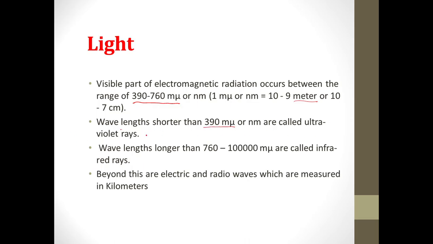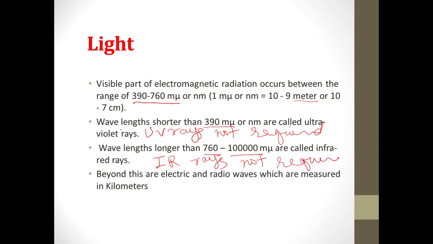So we don't need UV rays for photosynthesis. UV rays not required. Wavelengths longer than 760 are called IR rays. We don't need them. IR rays not required. Beyond this are electric and radio waves. These are measured in kilometers. You know about electric and radio waves on which your radio functions. These are not required.